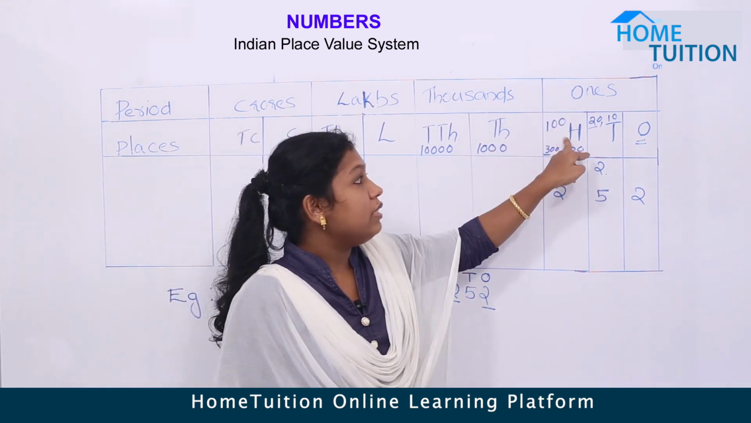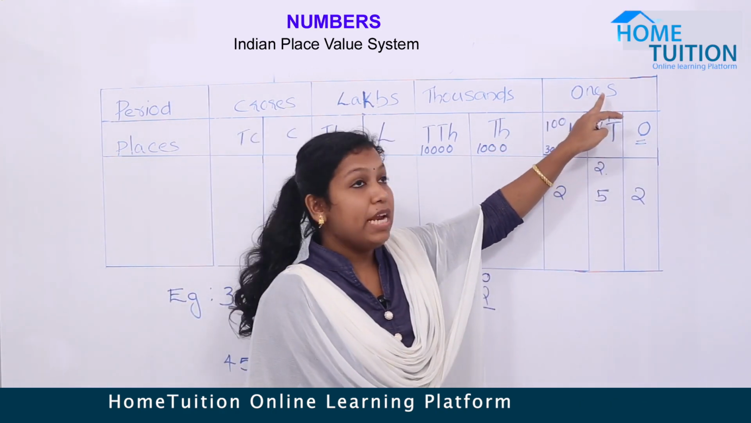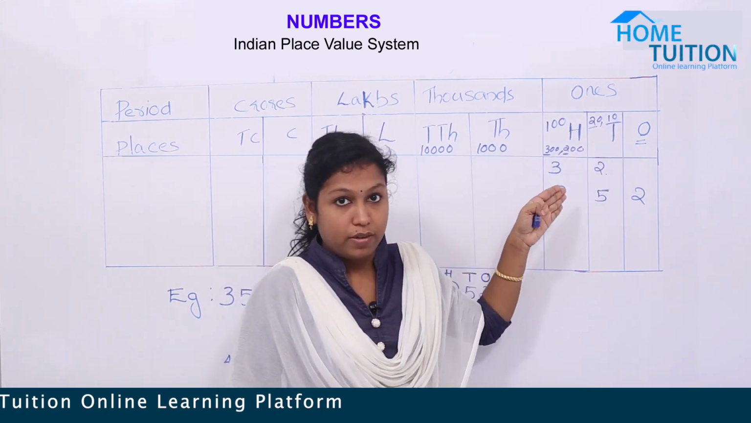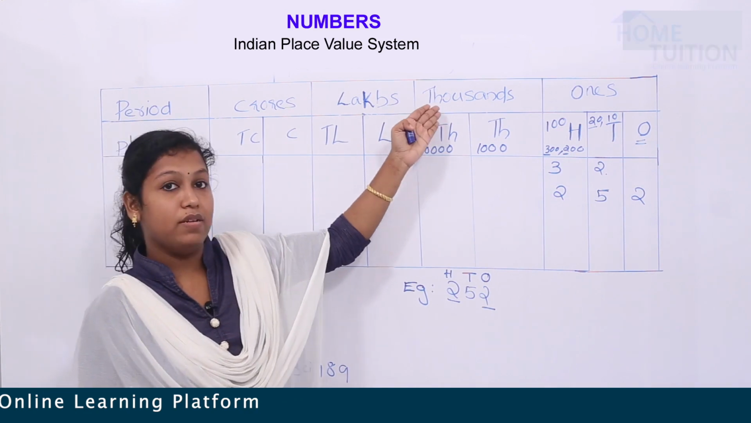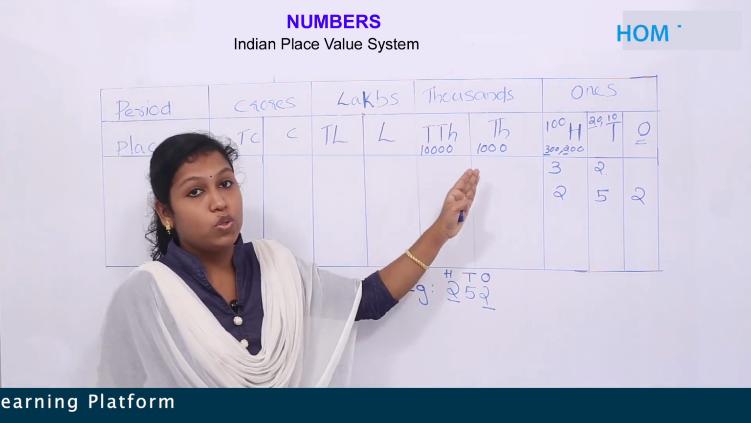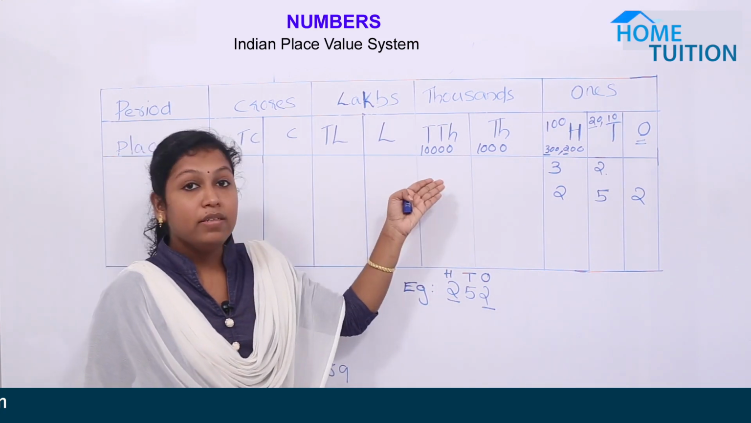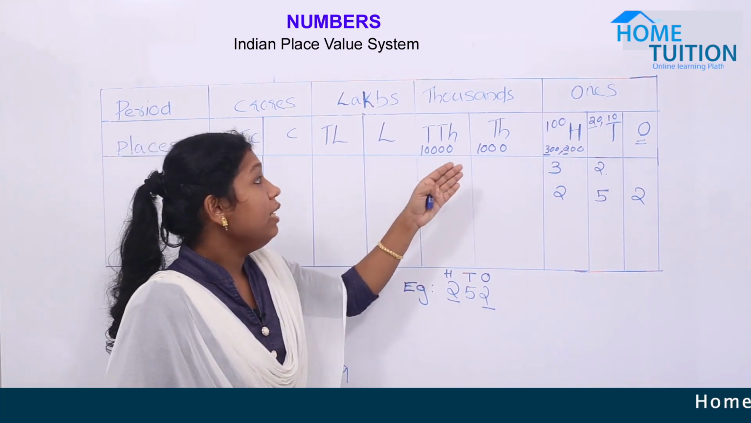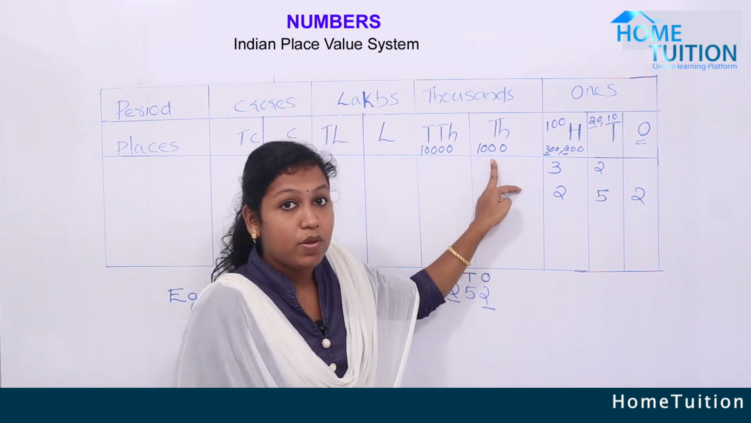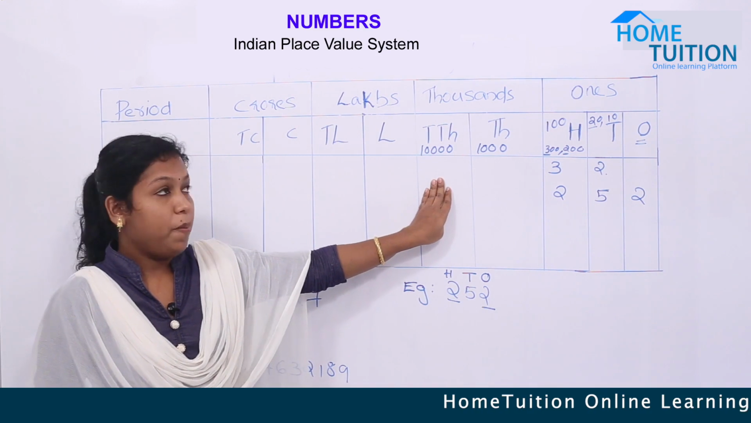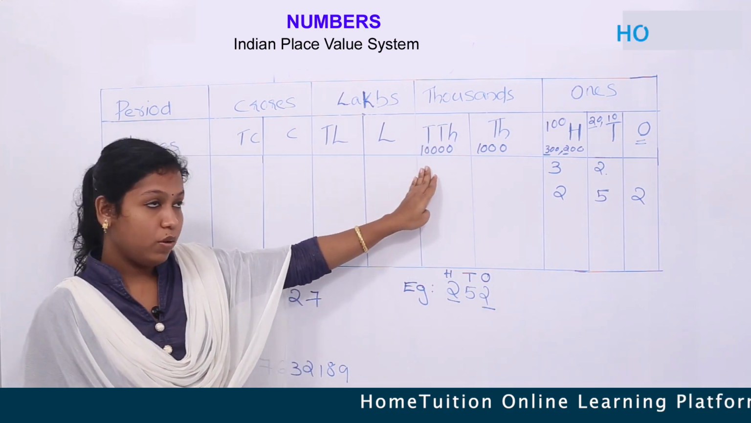But the ones period has three places: ones, tens, hundreds. Then the second period is thousands, and thousands have only two places, thousands and ten thousands. In the thousands place, the place value is 1000. In the ten thousands place, the place value is 10,000.